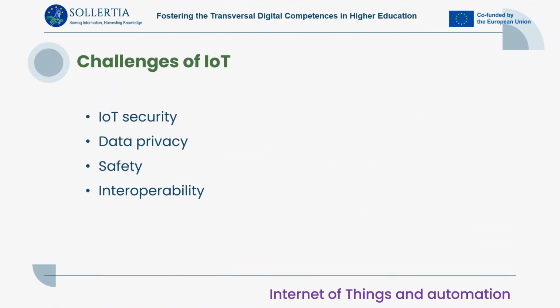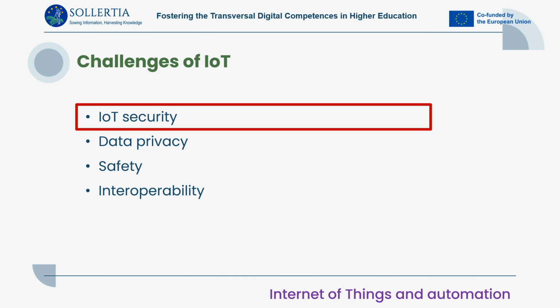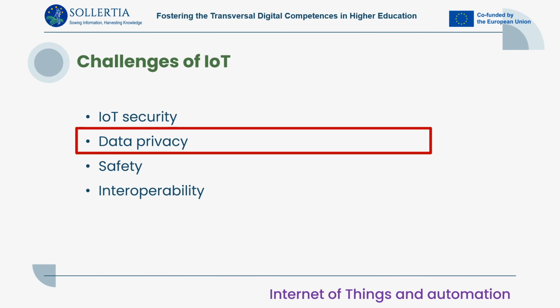Challenges of IoT. IoT security is the domain concerned with protecting interconnected devices and networks in the ecosystem. As these networks become deeply integrated into our daily lives, concerns regarding privacy preservation emerge.